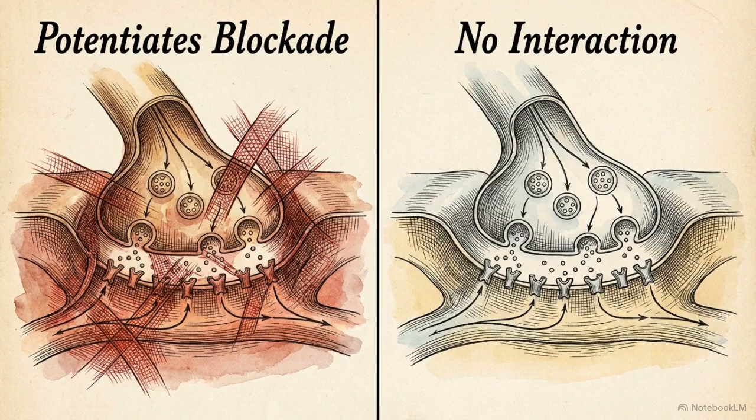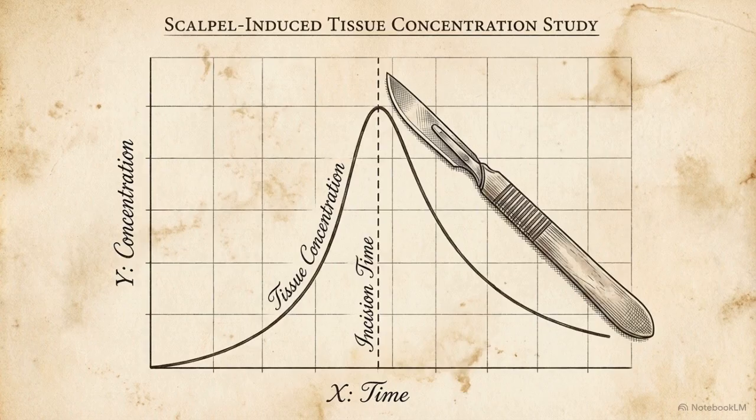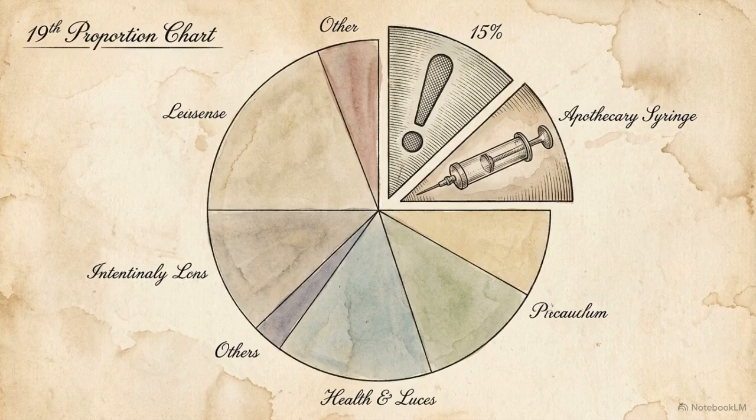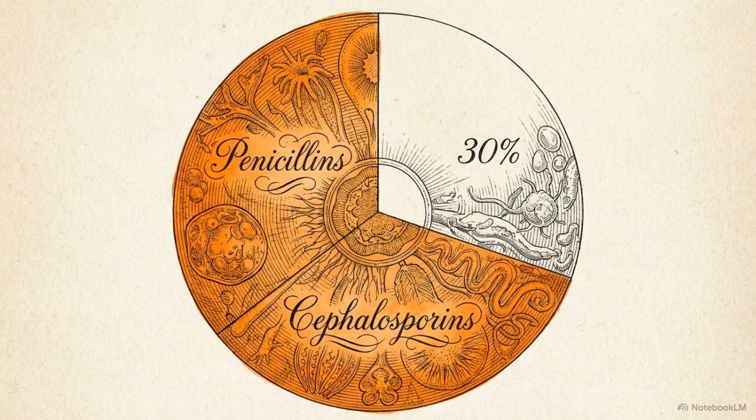Aminoglycosides, polymyxins, and tetracyclines can potentiate neuromuscular blockade and prolong paralysis, whereas penicillins and cephalosporins do not. Antibiotics must reach peak tissue concentrations at the exact time of incision without prematurely extending the patient's neuromuscular blockade. Antibiotics are responsible for 15% of anesthesia-related anaphylaxis, with penicillins and cephalosporins implicated in 70% of those cases.